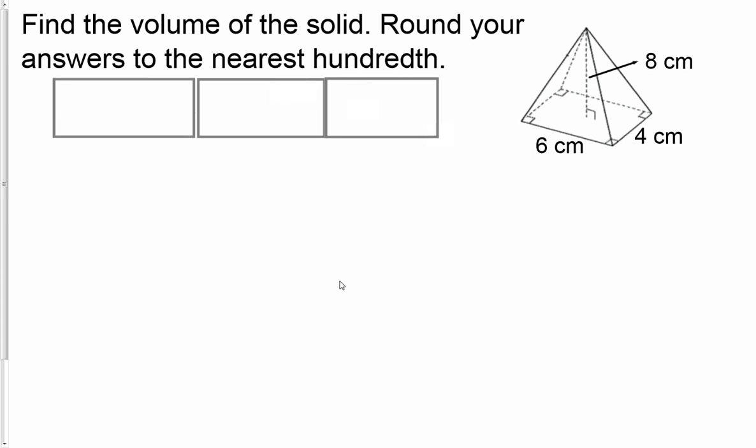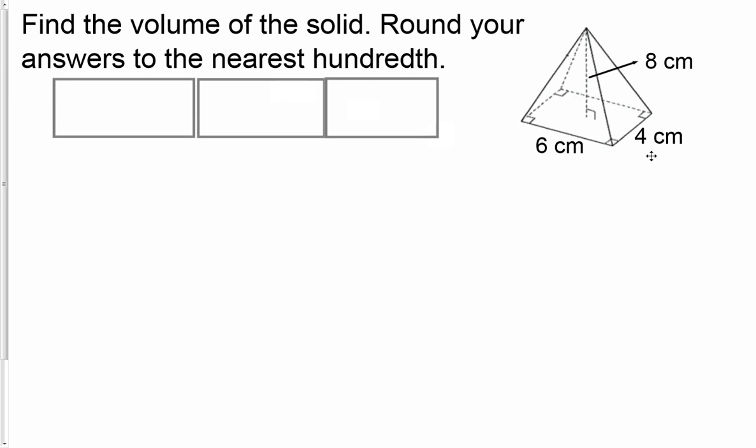Going through pyramids first, we've got find the volume of the solid, round your answers to the nearest hundredth. So again, as we continue to go through these, every time I'll remind you in these videos to try to be thinking of the formula we just learned and what is that fraction, because when you have surface area formulas, volume formulas all given to you, you still need to discern which one's which. So in this case, 1/3 base times height.